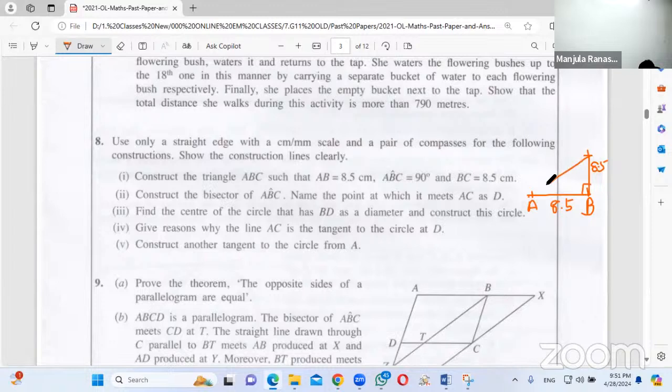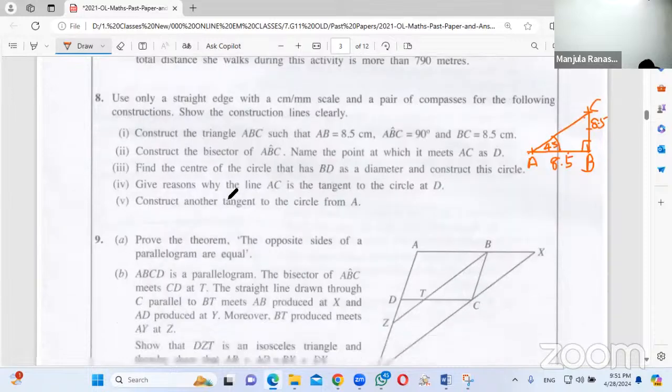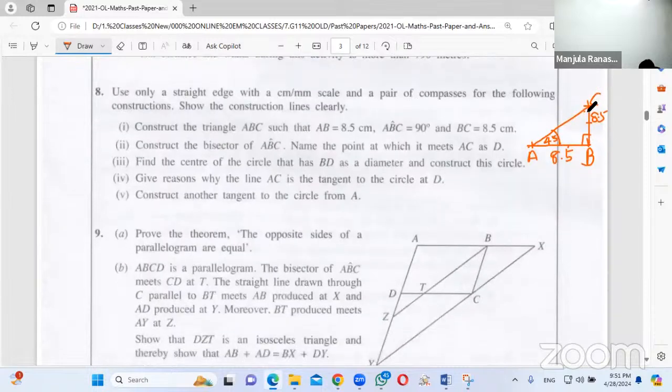So if you have drawn correctly, this shall be 45 because, as per the geometry, this is an isosceles triangle. Two sides equal means this shall be 45, 45. Okay, AB 8.5, angle ABC 90 degrees and BC 8.5. That is done. Construct the bisector of angle ABC. The locus we learned, the angle bisector.